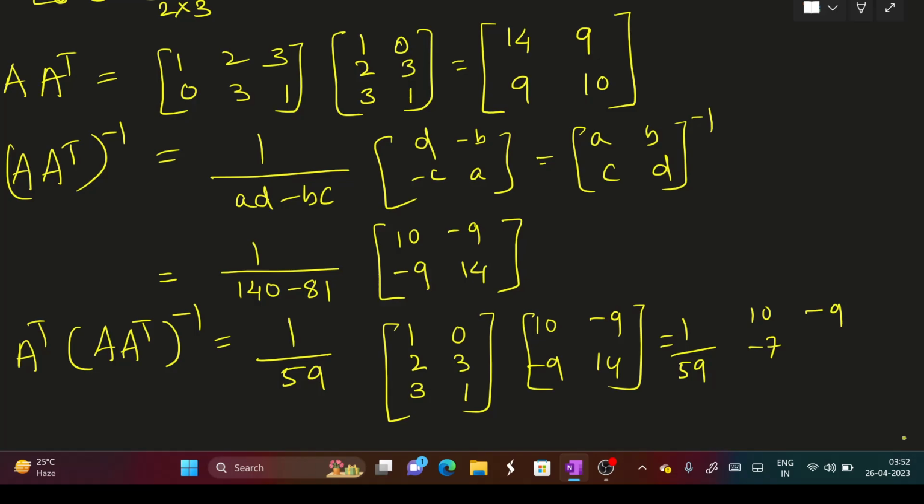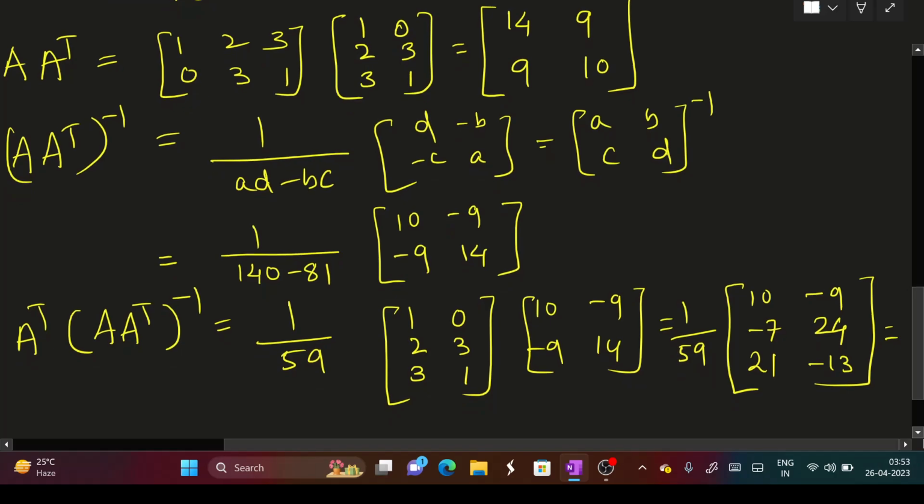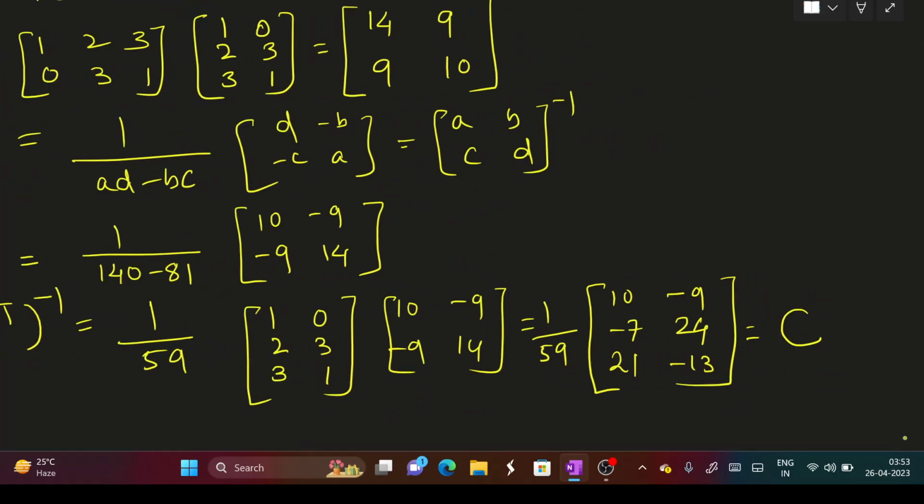And here minus 18 plus 42, 24. Here it is 30 minus 9. 30 minus 9 means 21. Here it is minus 27 plus 14, that is minus 13. So this is my desired result. It is my desired right inverse, that is C.